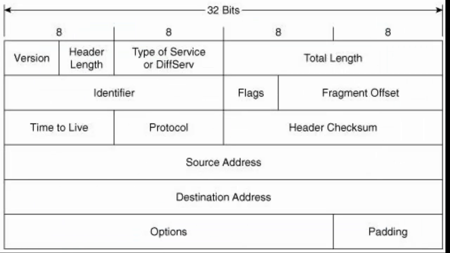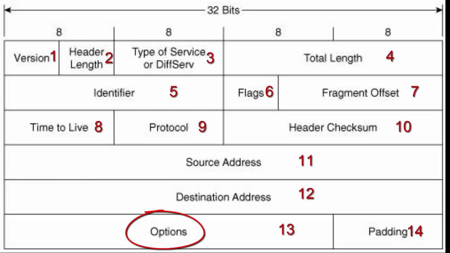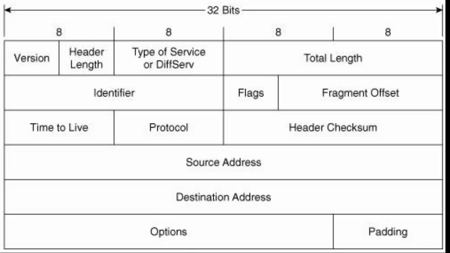So the IPv4 header packet consists of 14 fields, of which 13 are required. The 14th field is optional, named options. The IPv4 packet header consists of 20 bytes of data.